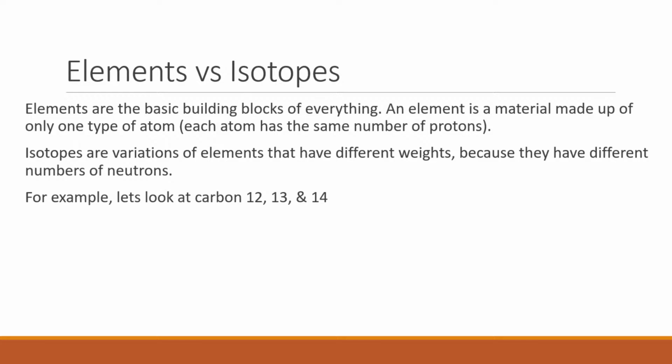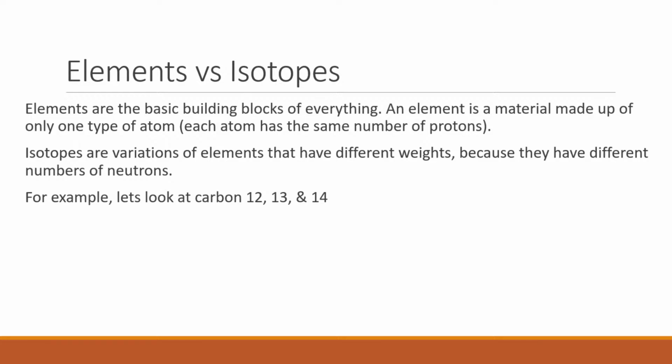Hello everyone, and welcome to today's chem lesson. Today we're going to talk a little bit about isotopes and what it means when we say the word isotope, and how we can look at the different isotopes of a given element and get the average atomic mass, the number that shows up on the periodic table for that element.